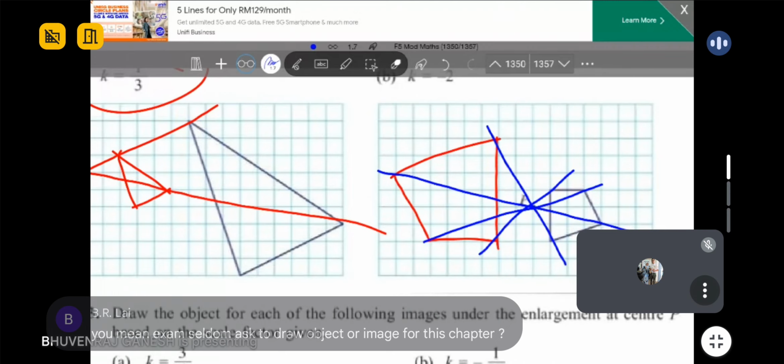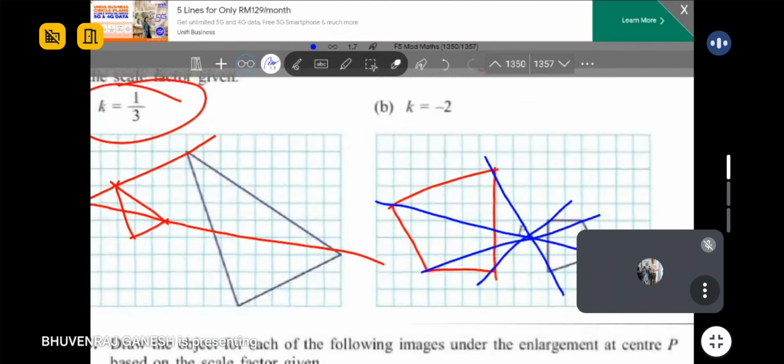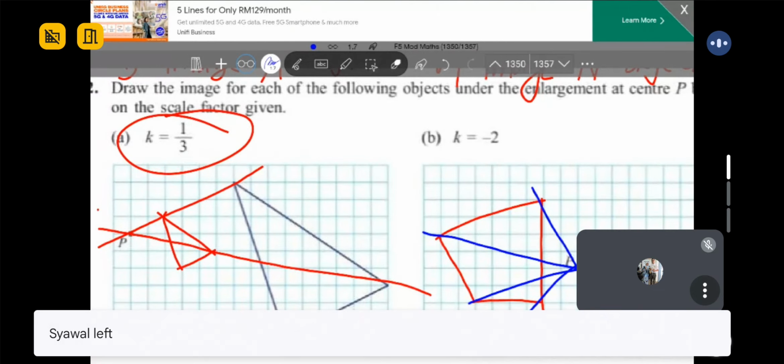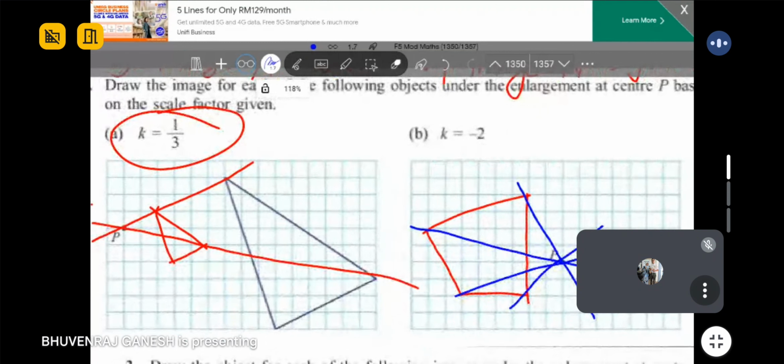You mean the exam seldom asks to draw? Yes, correct. Usually not so frequent. The most important part is combined transformation. That one you must know. All right? So yeah. Any other things you want to ask, guys?